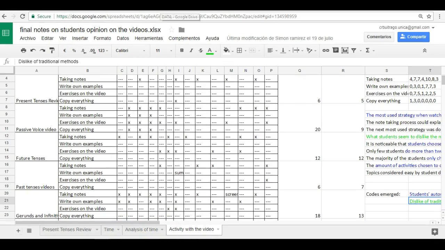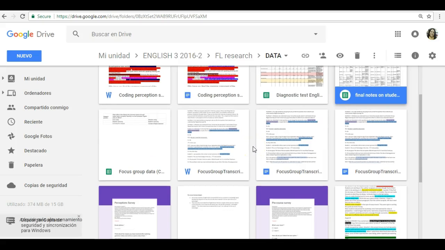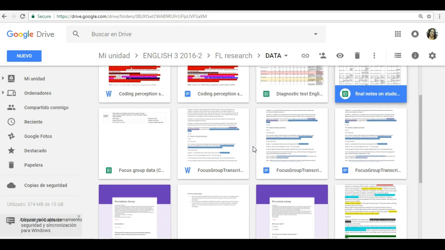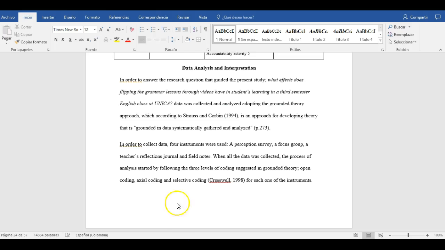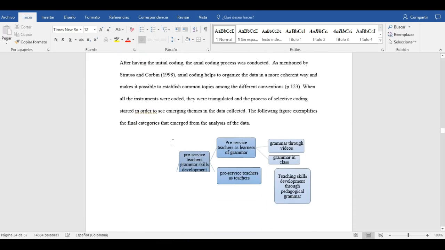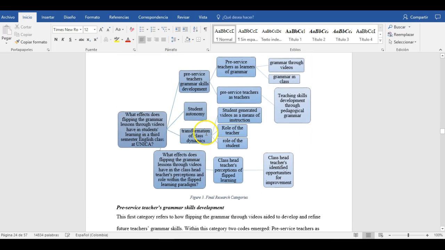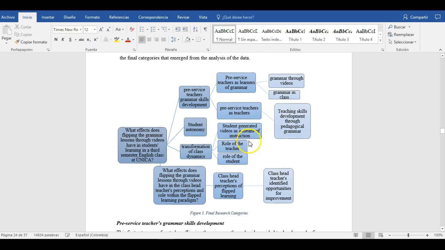So what do we do next? After we have had all of our data, we have coded it and we have tried to reduce and identify it, then what we do is make a chart, a graph. So, for example, in Simon's case, this is the graph, which is the final research categories.